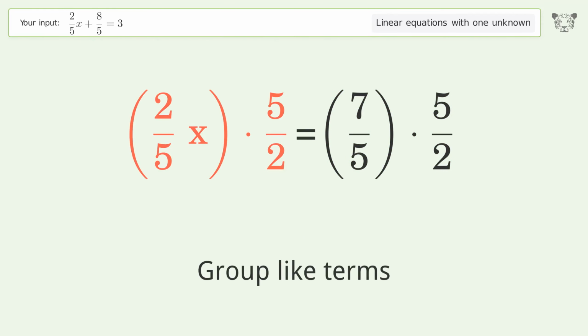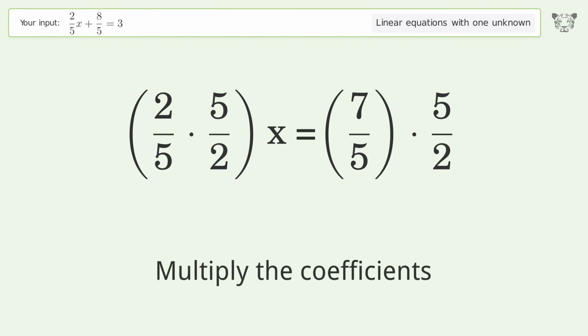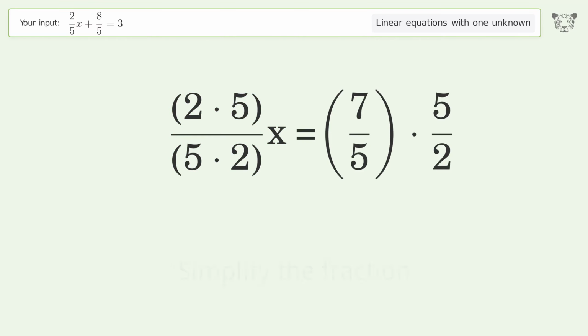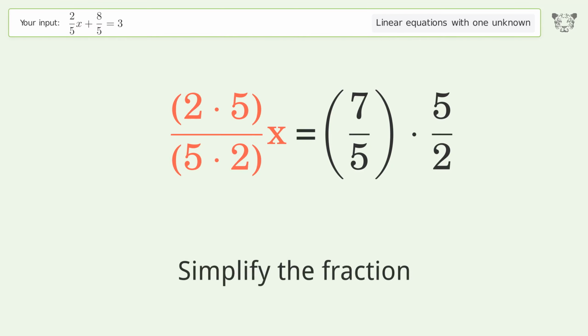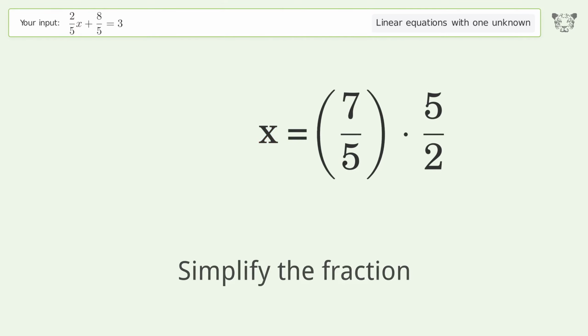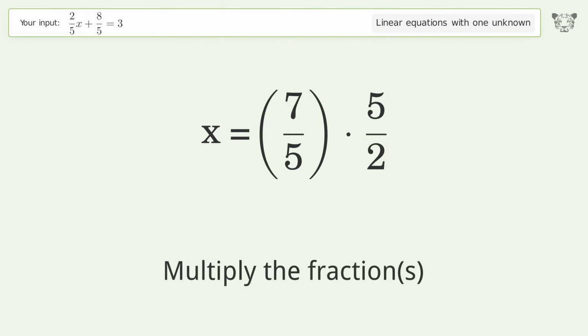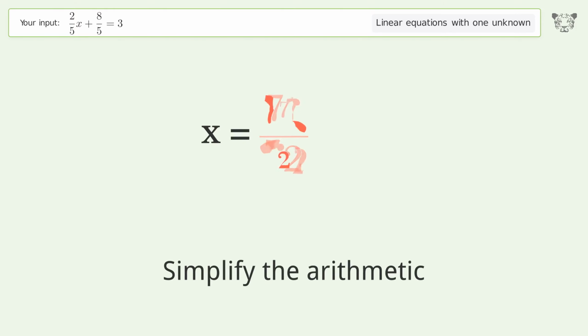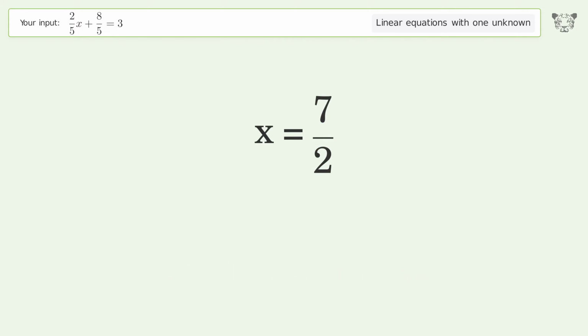Group like terms. Multiply the coefficients. Simplify the fraction. Multiply the fractions. Simplify the arithmetic. And so the final result is x equals 7/2.